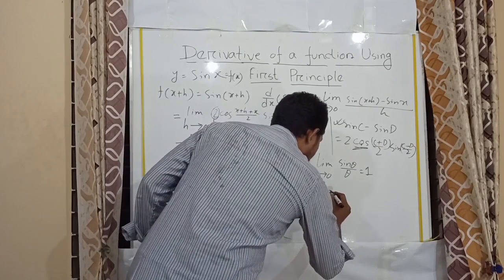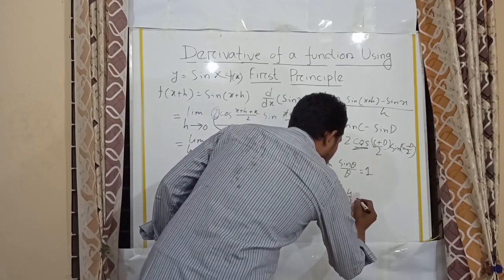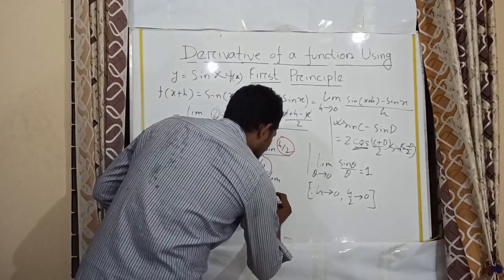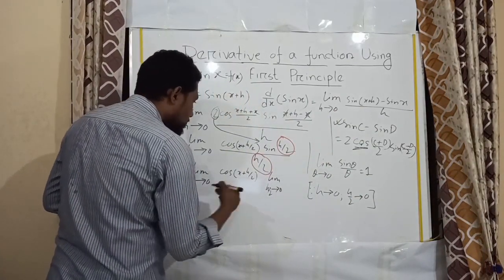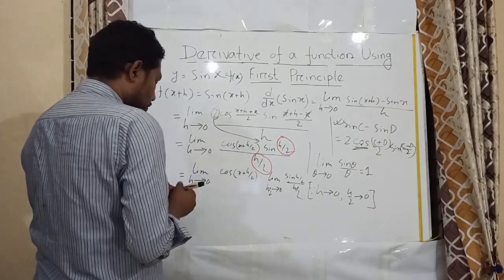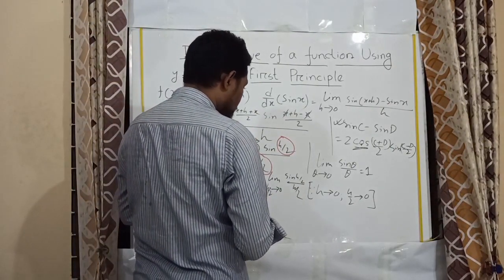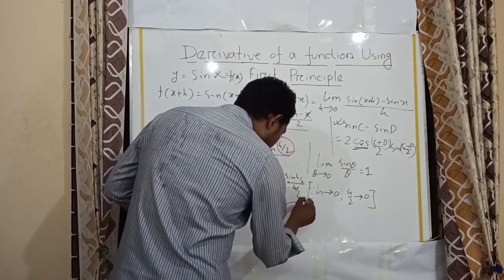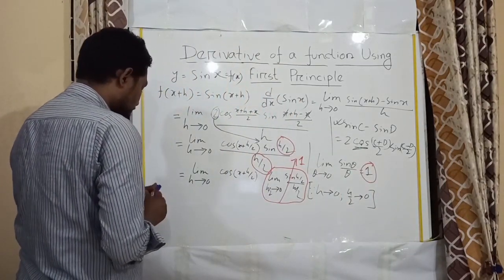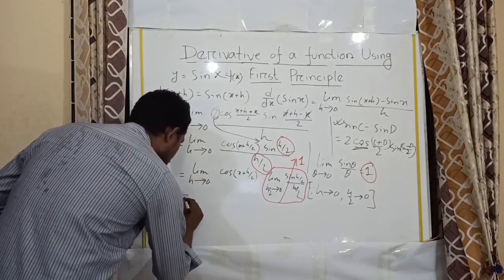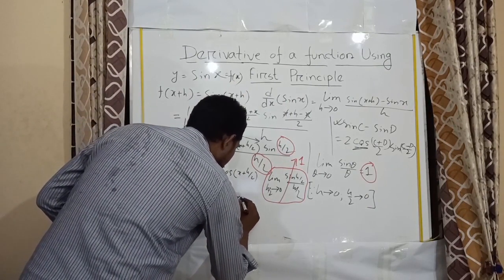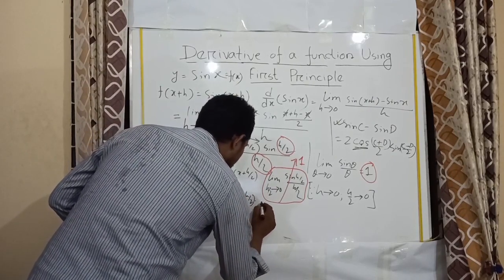If h tends to 0, then we can write h by 2 tends to 0. So limit h by 2 tends to 0 of sine h by 2 over h by 2. Now look at that. The value of that is 1. So limit h tends to 0 of cos x plus h by 2, and the 1.